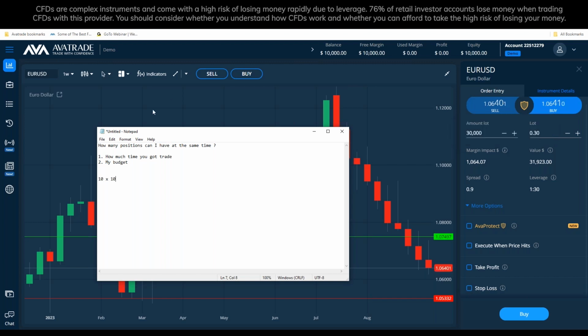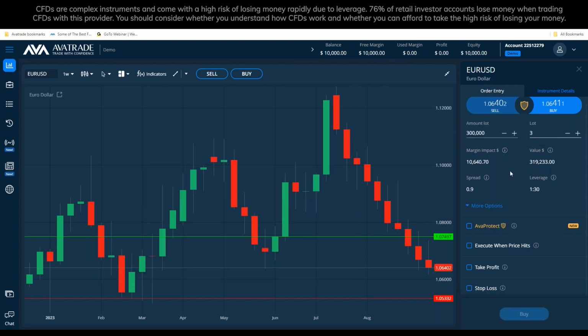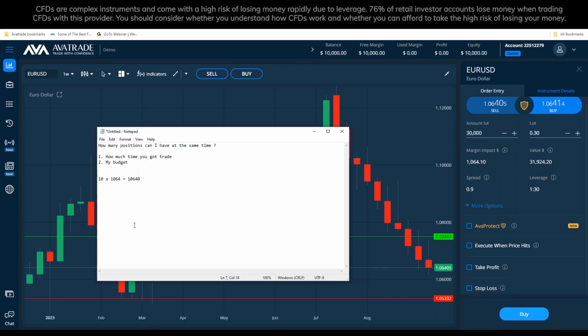10 positions. So that means my margin will have to be at least 10,640. This is as much as 10 positions. Okay, in this case, I know that my margin is going to be on the edge, even if I take 10 positions. You know what? Let's go for 9.